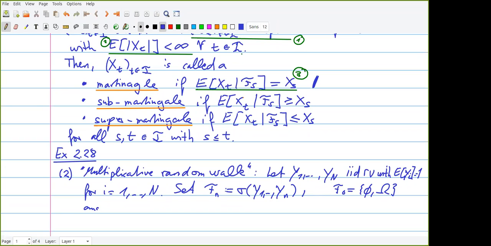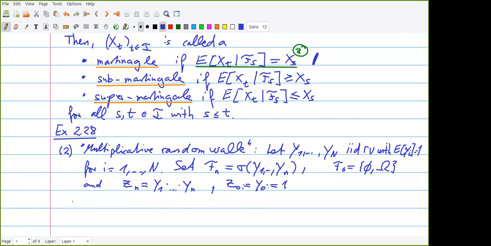Now we define the process Z, which is just given by the product of Y1 up to Yn. And again, as usual, since the process starts from 0, we just set Z0 equal to 1. This is just a definition to extend our process to time 0. Now my claim is that this process Z going from 0 to T is indeed a martingale.